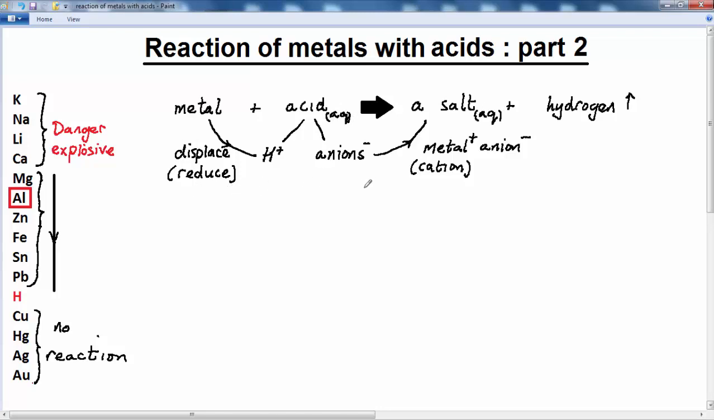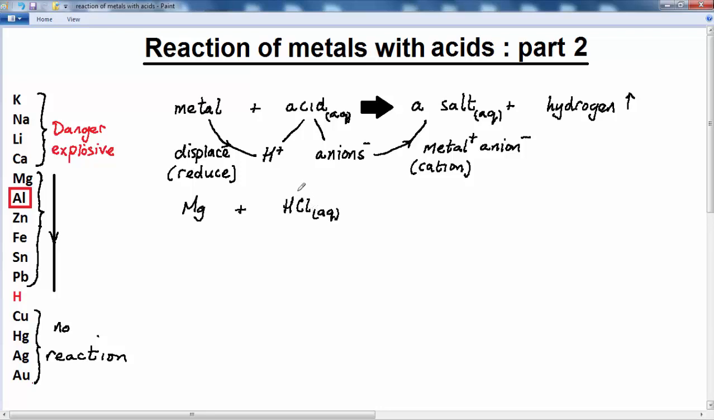So let's just have a look at some specific examples. We learned that you shouldn't add the alkaline metals or the alkaline earth metals to a dilute acid because an explosive reaction might result, which could be dangerous. So we're going to start off with magnesium, for example, with hydrochloric acid. So we've got magnesium plus hydrochloric acid, as we've just mentioned.